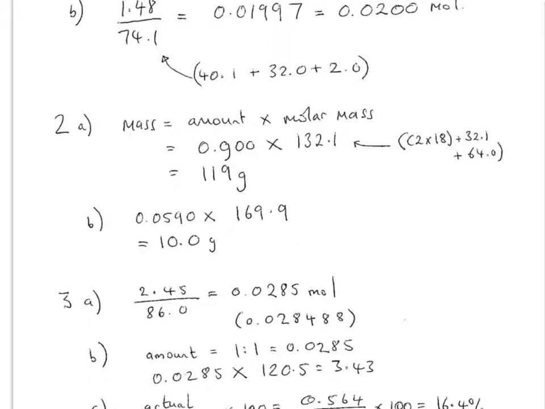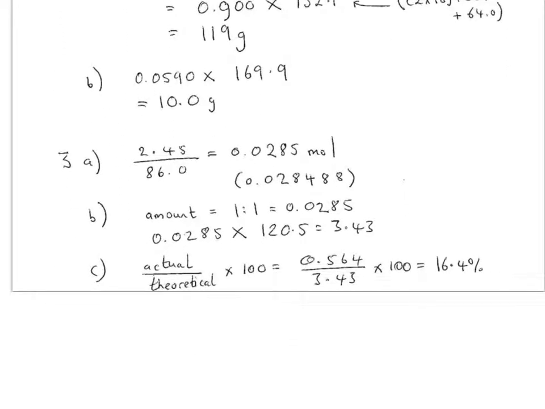Part B, calculate the mass given 0.0590 moles of silver nitrate. Silver nitrate has the molar mass of 169.9, from 1 silver, 1 nitrogen and 3 oxygen atoms. That equals 10.0 grams to 3 sig fig, as asked for at the top of the paper.